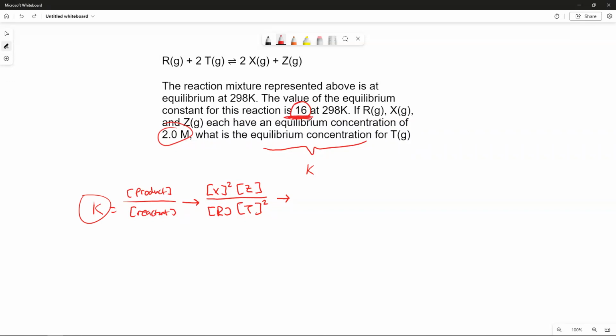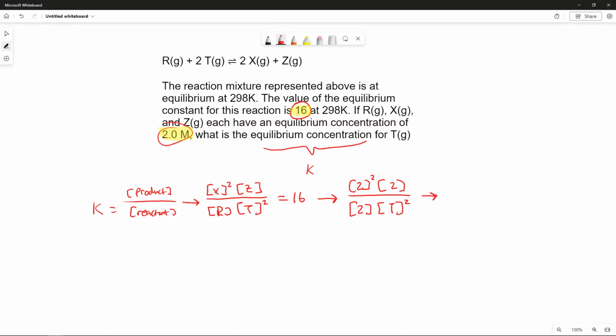It gives us this number at the start. So we are going to solve by setting this equal to 16. We know that R, X, and Z, as stated in the problem, all three of them are 2 molar. So we get this 2 molar value and we plug it in. 2 squared. Z is also 2. We have R as 2 also, and T squared.